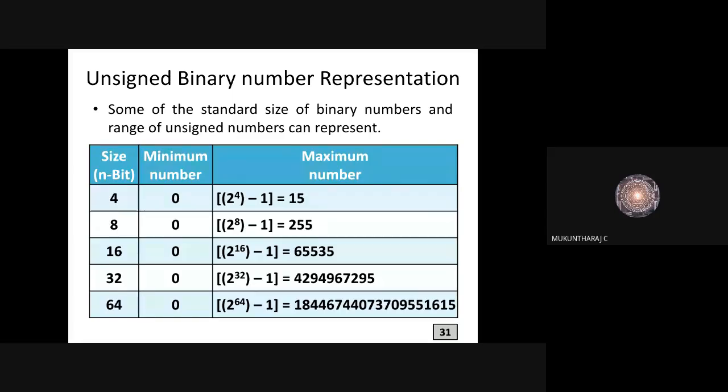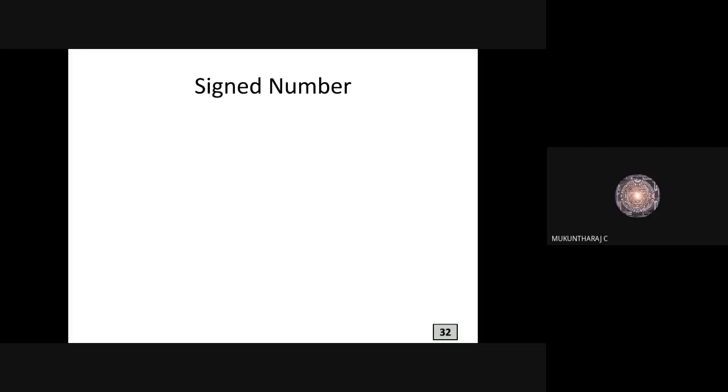So this is the possible range you can have with n bit number. 4 bitனா 0 to 15, 8 bitனா 0 to 255, 16 bitனா 0 to 65535 like that. For the other things. Now we will discuss about the signed number. Okay, signed number na first என்னன்னு பார்க்கலாம். How we will represent a signed number.